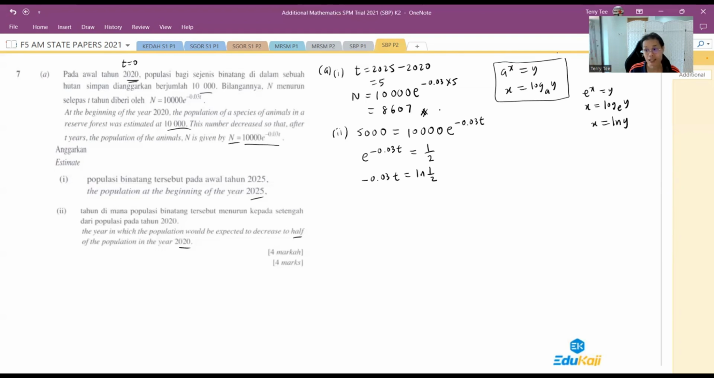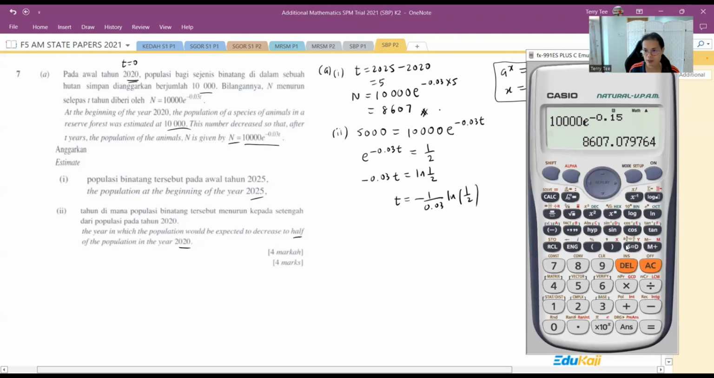Yeah. So the thing is, I know a lot of students, you're not familiar with ln. Ln is just log base e. So your t value would be negative 1 over 0.03 ln 1 over 2. Type this in your calculator, right? Negative 1 over 0.03 multiply with ln 1 over 2, close bracket. There you go. 23.1. Yeah, 23.1.